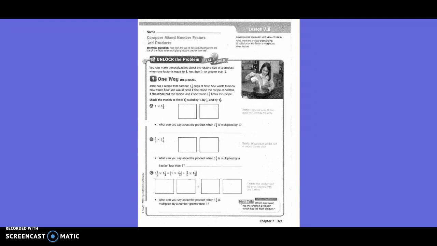So basically what we're going to do is the first one, we're going to shade in 1 full one, right? And then you guys are going to lightly do this since you're just using your pencil. And then how many are we going to break the next one into? 4. 4s. And then of those 4 pieces, how many are we going to color in? 1.